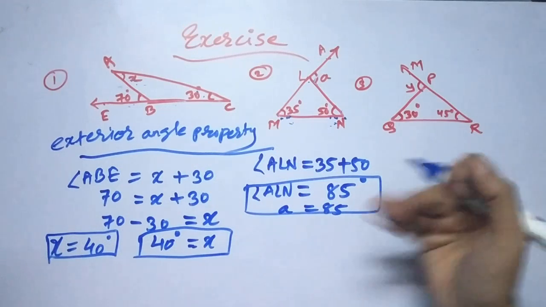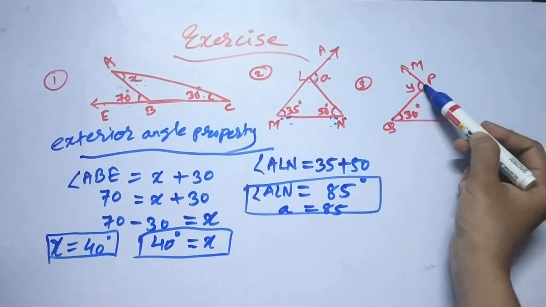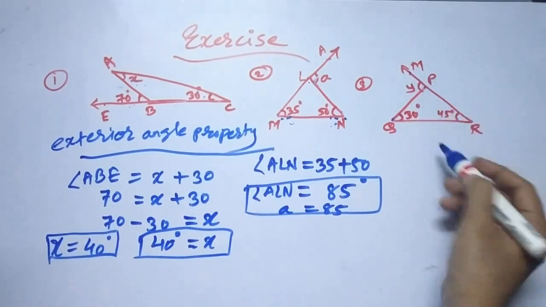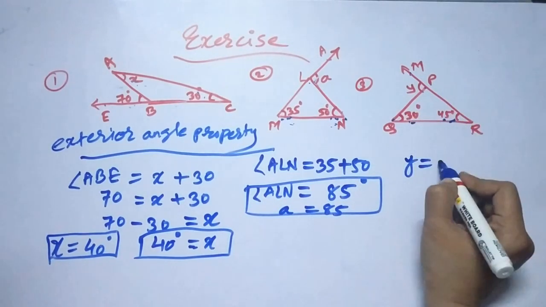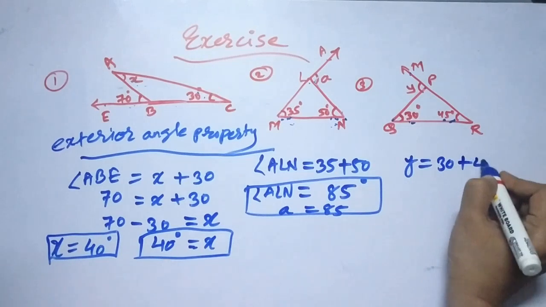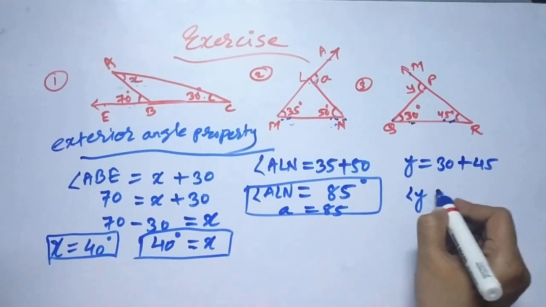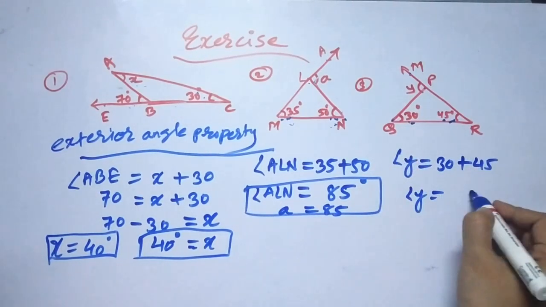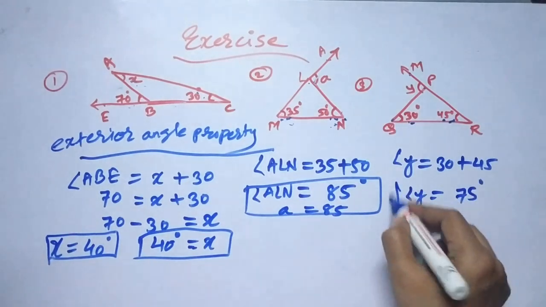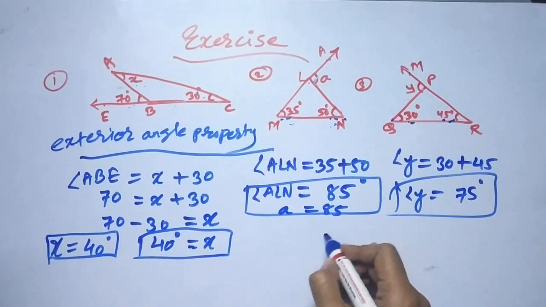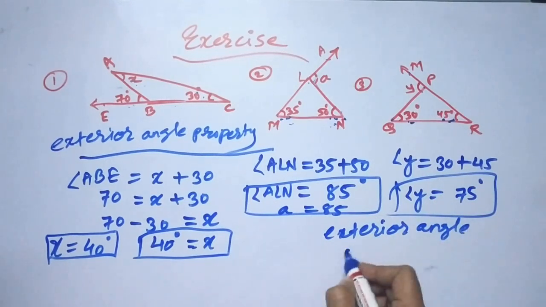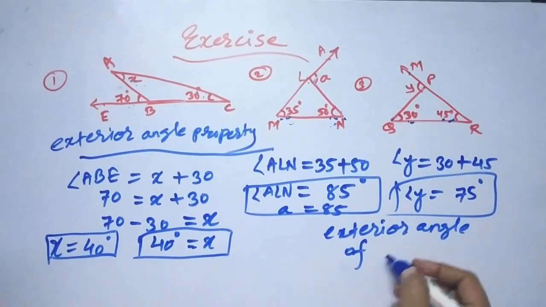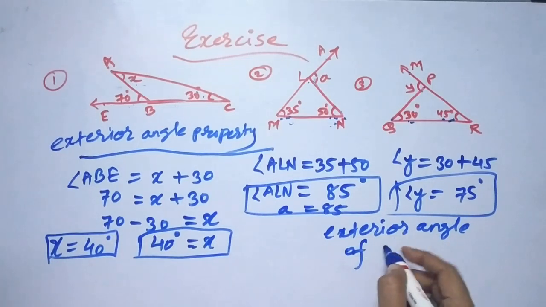Now here the same question is here. QPM, this angle Y is equal to the sum of its two opposite interior angles, which is 30 plus 45. So friends, angle Y is equal to 75 degrees. Again we have written this because of the exterior angle property of a triangle, which says that any exterior angle is equal to the sum of its two opposite angles.